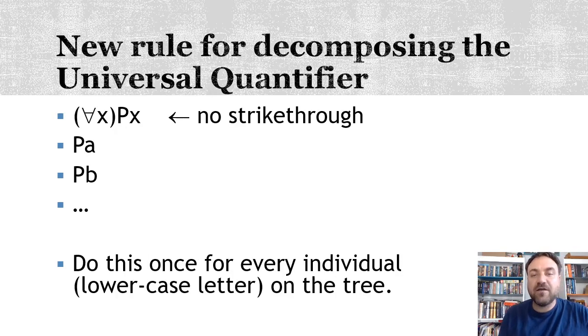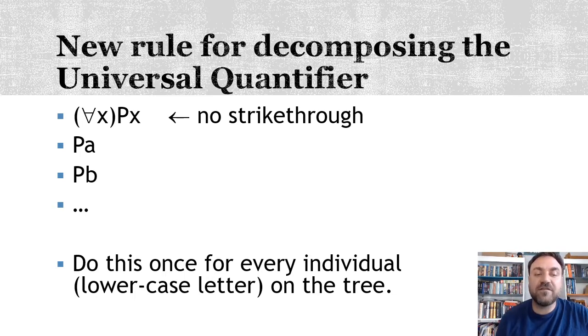All right, so we also have to add a rule for universal quantifiers. The way to decompose those is what's known as universal instantiation, but again, you don't have to know that name. You just have to know the process, how to do it. So say we have somewhere on our tree the sentence for all x, P of x. That means for all x, x is a P, so that means everything is a P, essentially.